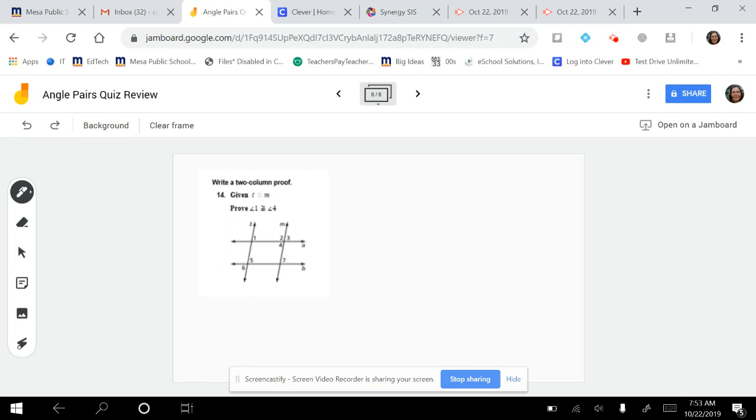Okay, the last one is our proof. Okay, so we do our statements and our reasons. Remember, we always start with our given. So we're given that line L is parallel to line M. Okay, and I need to end up with angle 1 is congruent to angle 4.